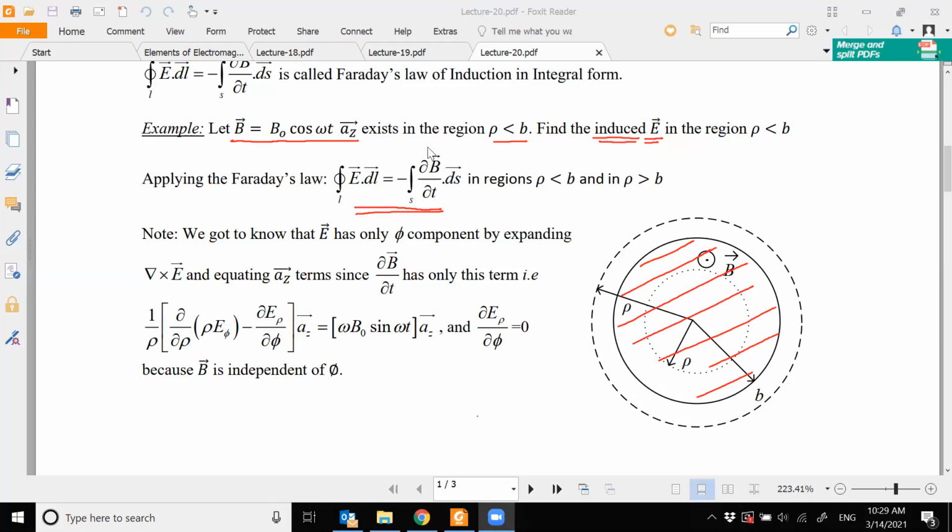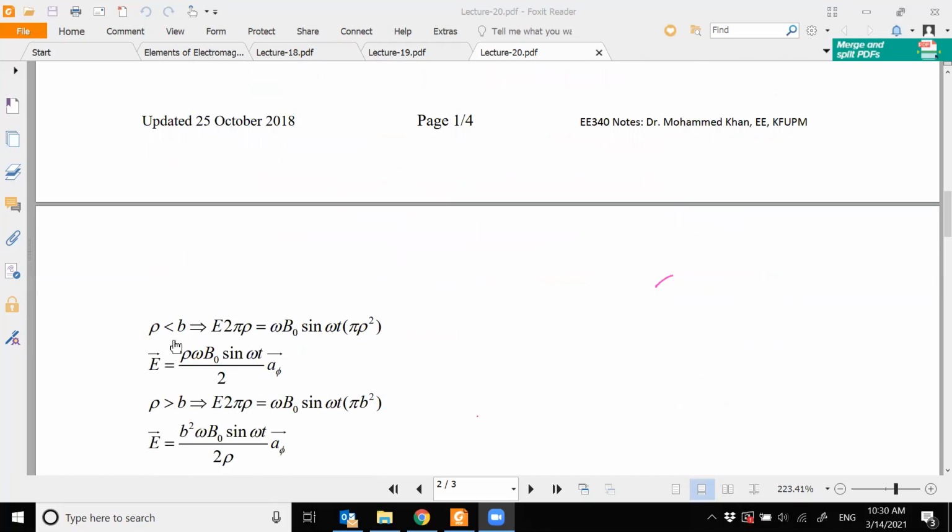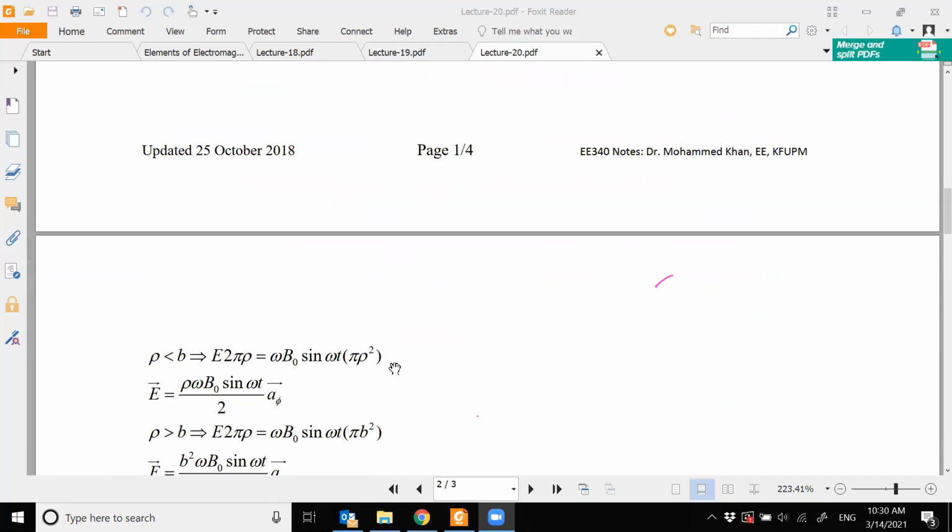Here we are again going to put a small loop and apply Faraday's law to that loop. But I'm not going to call this loop Ampere's loop, because there is no Ampere's law here. The expression is similar because it is a closed line integral, but this is just a hypothetical loop with a radius of rho. I need to erase this and go to the next page. If I apply this, I will get E times 2 pi rho equals omega B naught sine omega t times pi rho squared.